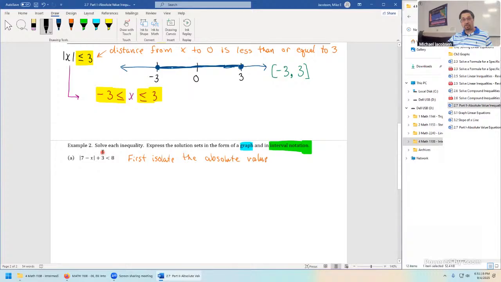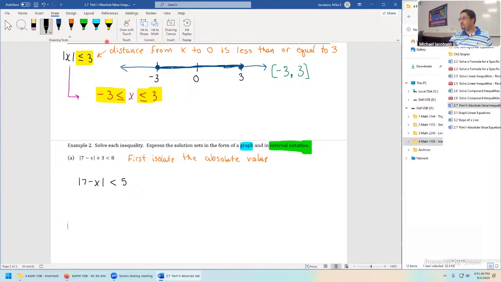First thing we'll do is subtract 3 from both sides. If we do that, we'll have 7 minus x, absolute value, less than 5. So 3 cancels, 8 minus 3 gives us that 5. Now we're ready to get started already at this stage.